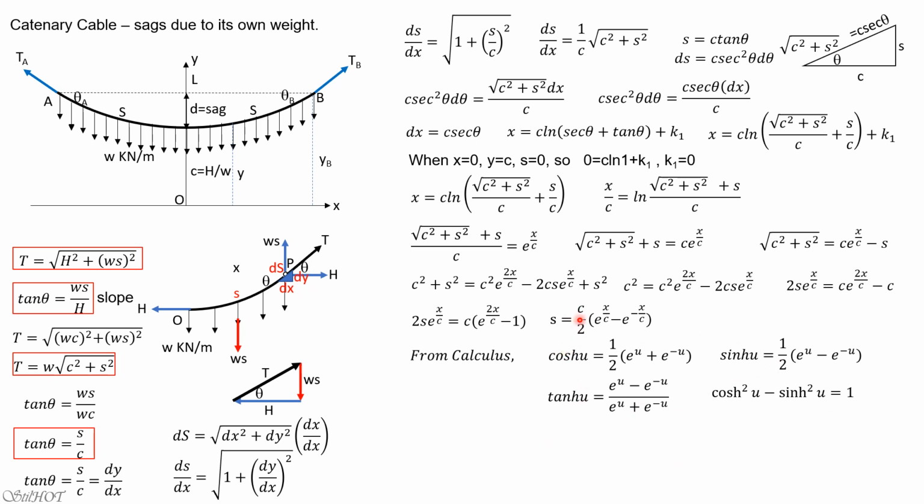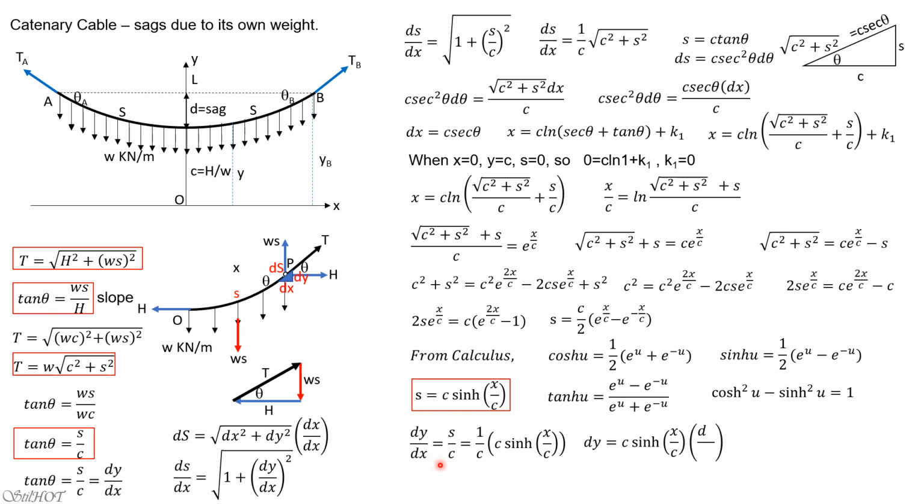So that we write this as s equals c sine hyperbolic of x over c. So s equals c sine hyperbolic of x over c, because u is x over c in that case. So that's the formula for s. Not the entire length, but just a portion from the lowest point on the cable to any point. So derivative of y with respect to s is s over c. So because we have derived s, 1 over c, s is c sine hyperbolic of x over c.